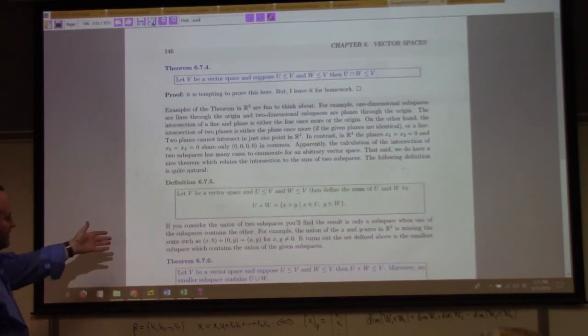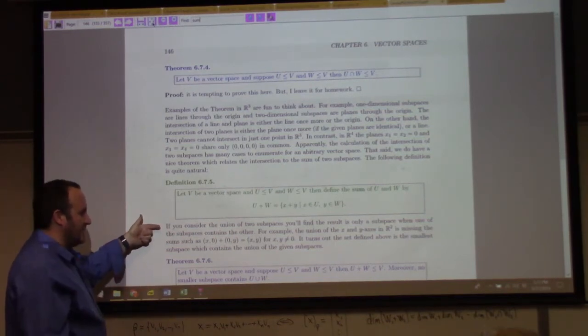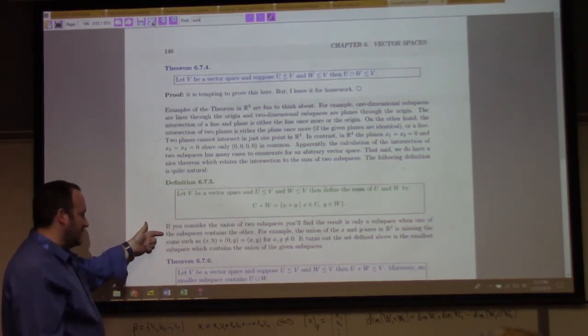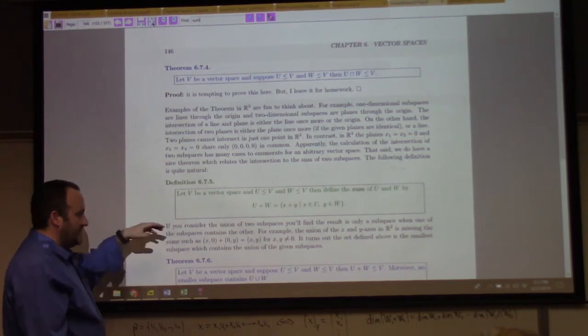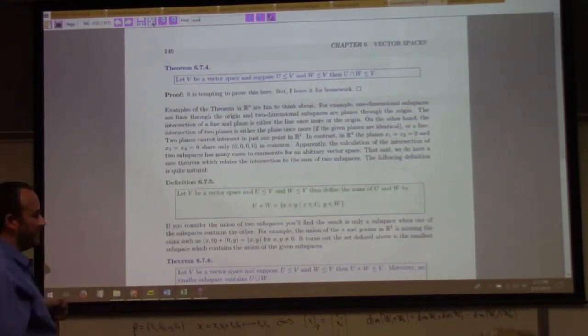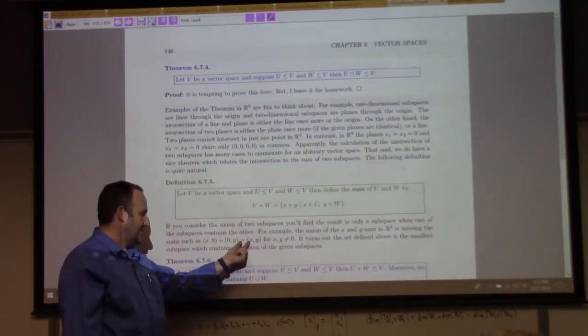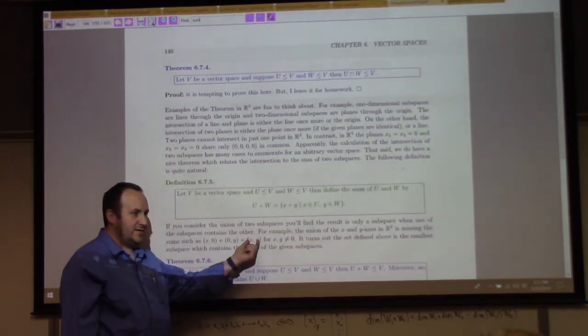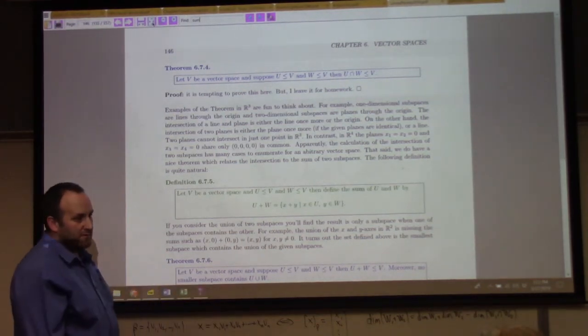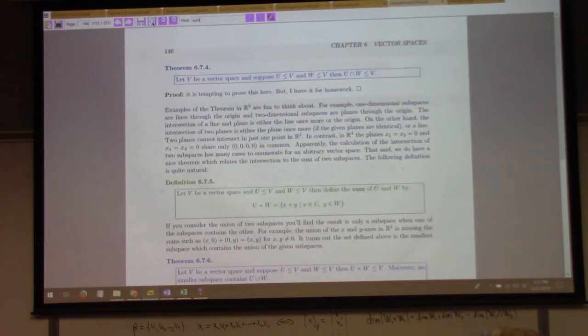But yeah, right here. If you consider the union of two subspaces, you'll find the result's only a subspace when one of the subspaces contains the other. For example, the union of the x and y axes in R2 is missing sums such as this. If we take this one on the x-axis and that one on the y-axis, this is in the union, this is not in either one of them, right? So the union of two subspaces very rarely is actually a subspace.